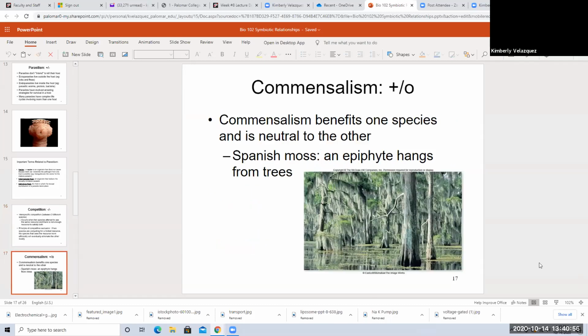Commensalism is interesting. So commensalism is a +0 because one organism is benefiting from the other, but the other species is not being affected either positively or negatively. And some biologists also have a problem with this because they say that it's impossible to not have some effect on the other organism. But this is an example. This moss is called an epiphyte. It's hanging from this tree, but it's not robbing this tree of nutrients or having any other noticeable adverse effect on the tree. So the moss is benefiting and the tree is essentially not benefited or harmed. So that would be the 0.